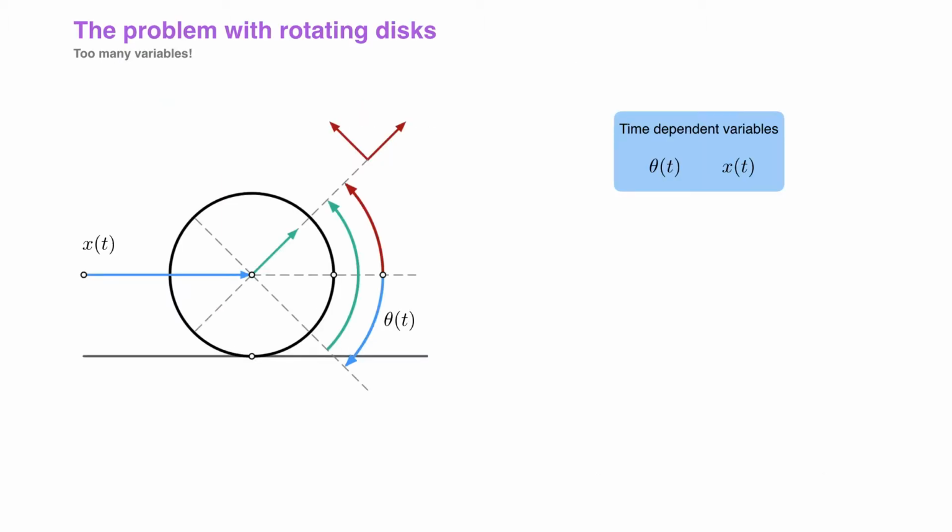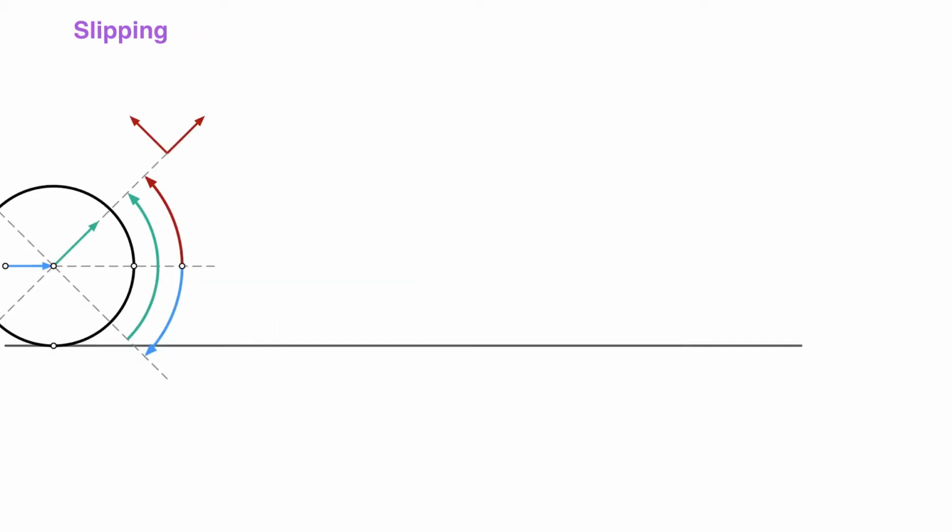The problem with rotating disks is that there are two time-dependent variables, theta of t and x of t, that are independent of each other. However, they can be related back to each other if we assume that the disk is not slipping. We know that at the point of contact, the velocity of the disk and the ground will be the same, which is to say that the velocity of the disk at that point will be equal to 0.